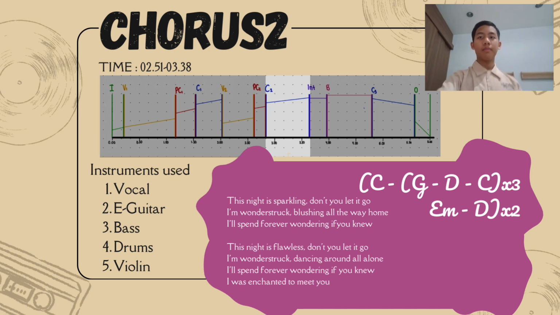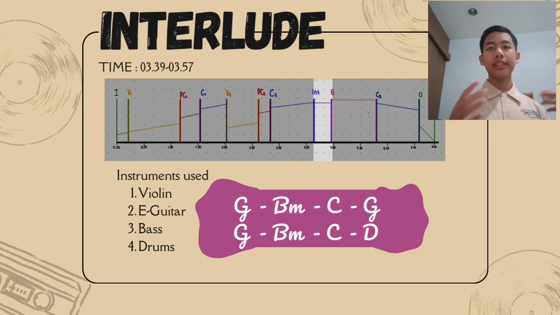The interlude uses the same set of instruments that the second chorus did, that being the violin, e-guitar, bass, and drums, but just dropping out the vocals. Its intensity stays pretty constant throughout the entire part. Its chords go G, B minor, C, G, into G, B minor, C, D.